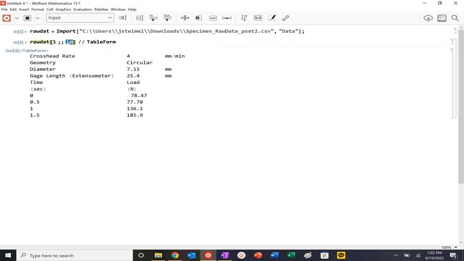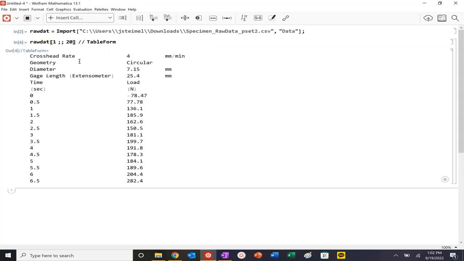So we have some critical information. Crosshead rate, that's our strain rate. We have diameter, we have gauge length of our material, we have time, we have load that's given.